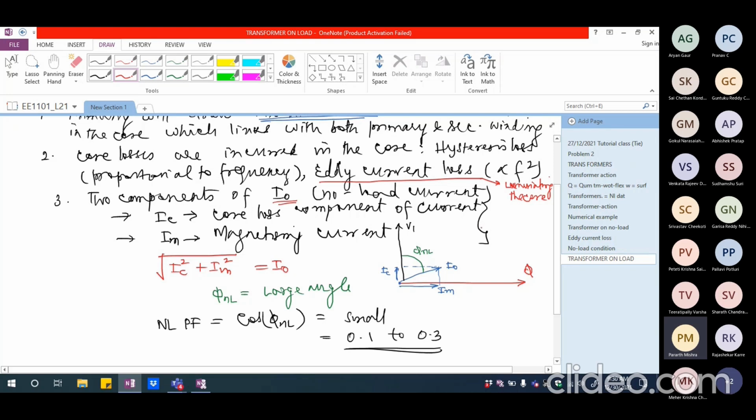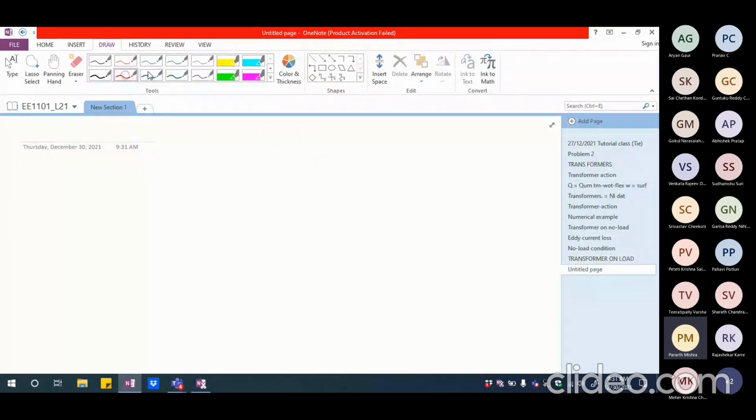Whereas eddy current losses can be minimized by making the laminations as thin as possible. So that is the reason why we generally have laminations of only about 0.3 mm to 0.6 mm. That will be the thickness of each of the laminations that we are using in the transformer. That is the way it is going to be. Okay. Now let us try to explore what happens to the transformer when we are connecting a load on the secondary side.